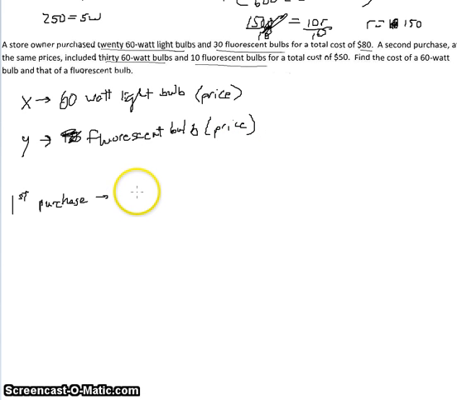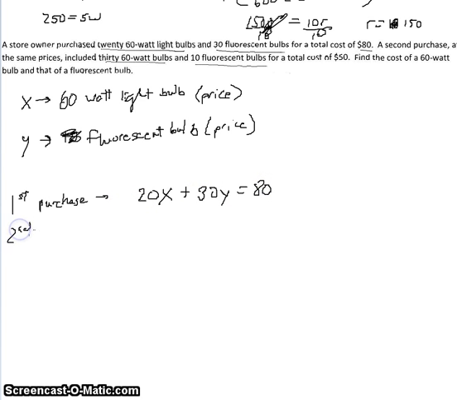So the first purchase, he purchased 20 of these 60-watt bulbs. So if you take 20 times the price of them, you get how much they're equal to. And 30 fluorescent bulbs. And that's going to give you a total cost of 80.